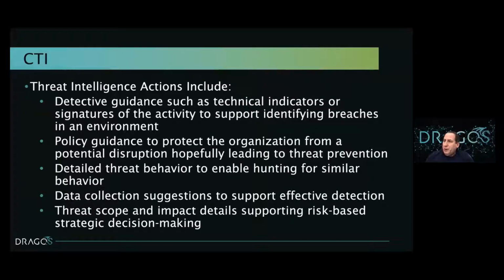So what are some threat intelligence actions? Sometimes the analysts or hunters, threat hunters, adversary hunters, whatever you want to call them, will write indicators of compromise. Those are technical elements of information used to enable threat detection, or they'll use threat behavior analytics. That's some sort of system that looks at patterns and trends of malicious activity. And really some of the actions that we would take based on those IOCs or threat behavior analytics would be detective guidance, such as technical indicators, policy guidance.